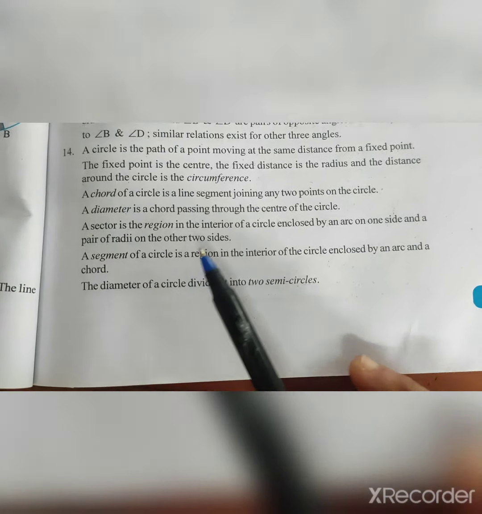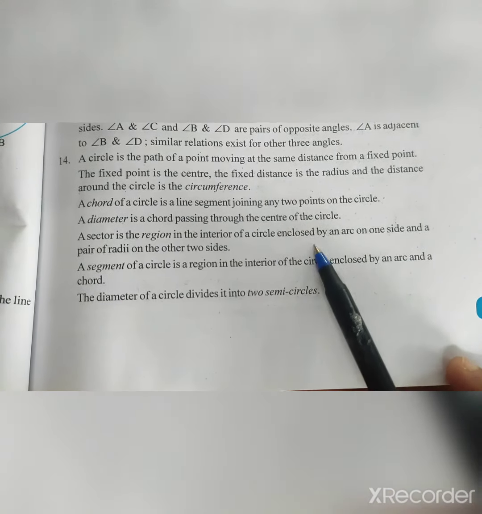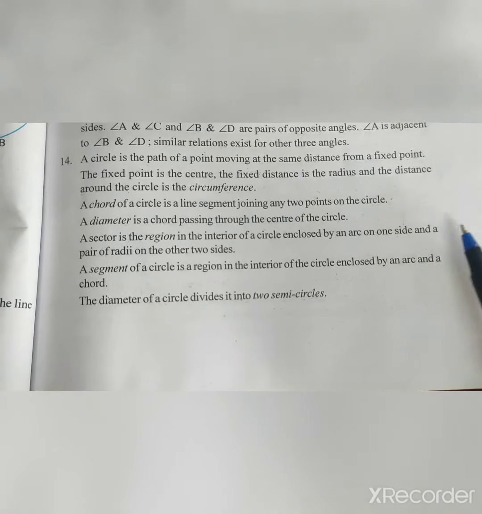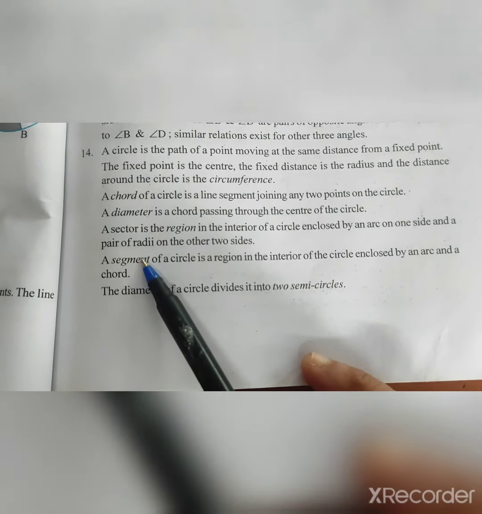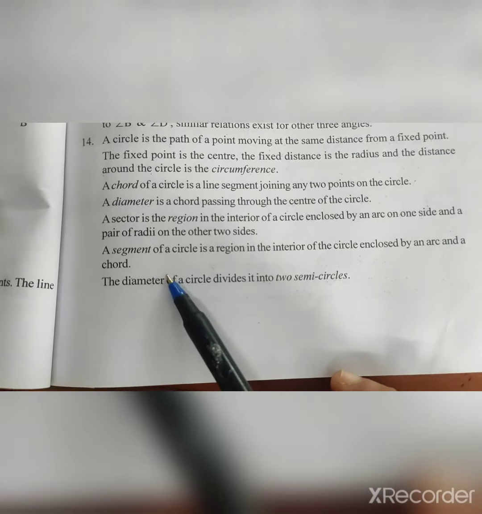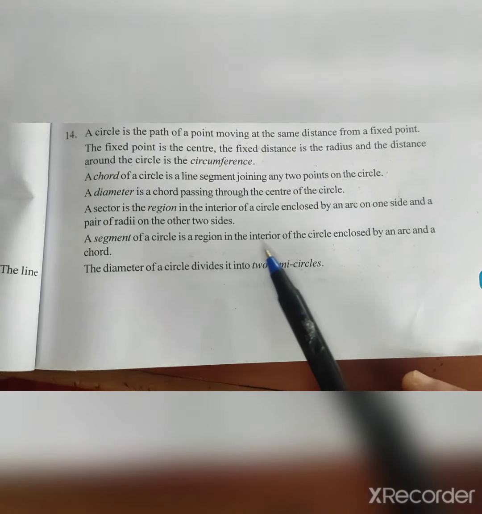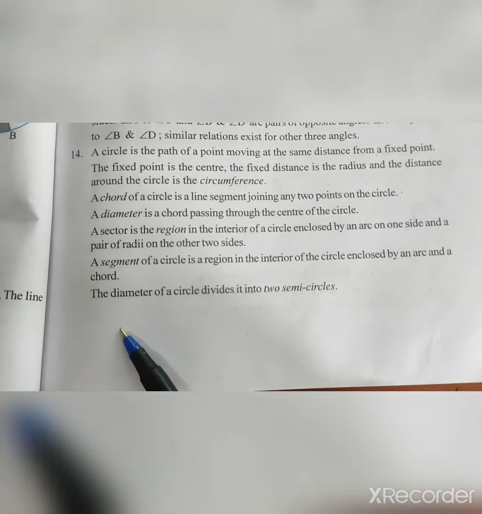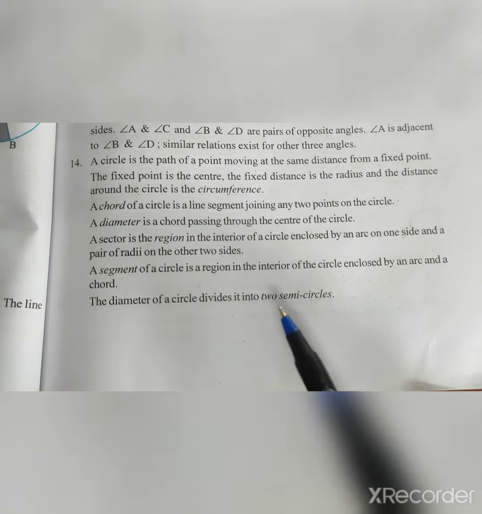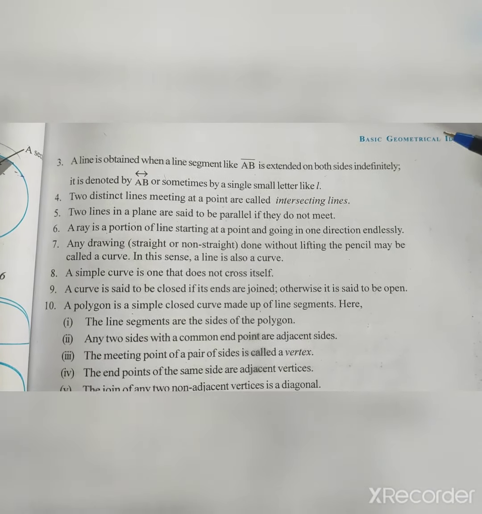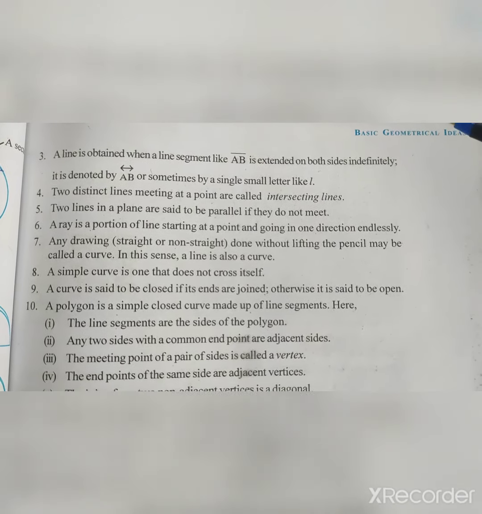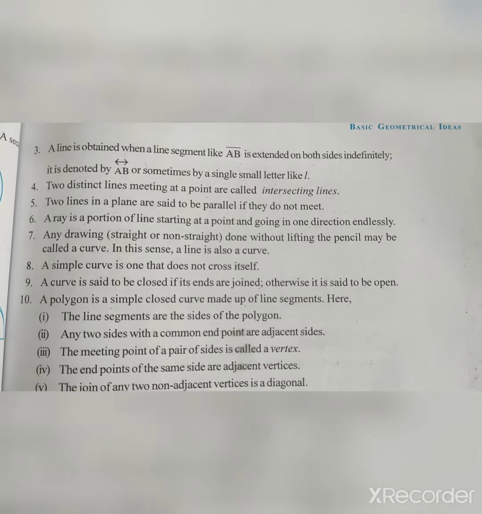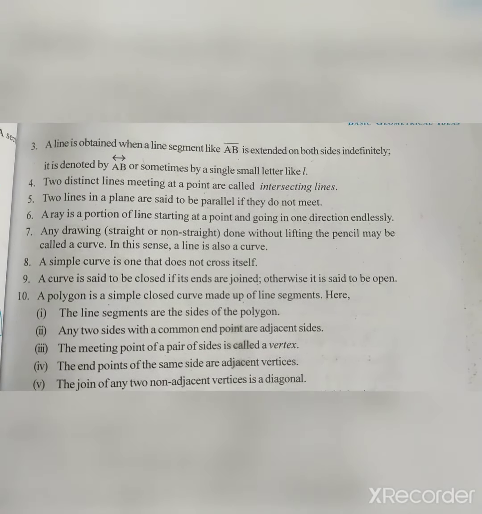A sector is the region in the interior of a circle enclosed by an arc on one side and a pair of radii on the other two sides. A segment of a circle is a region in the interior of the circle enclosed by an arc and a chord. The diameter of a circle divides it into two semicircles. Already all these points were discussed, but read them at the time of UT2 also, it's very important. So here the chapter is finished.